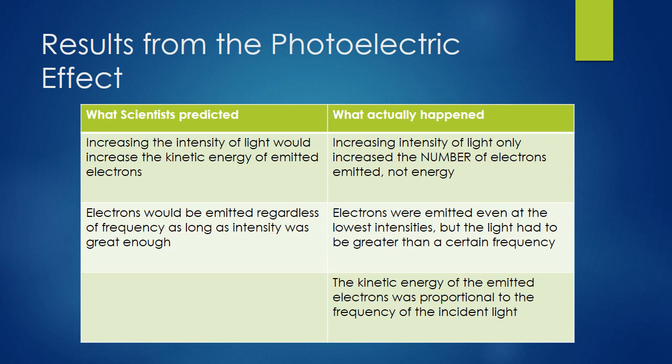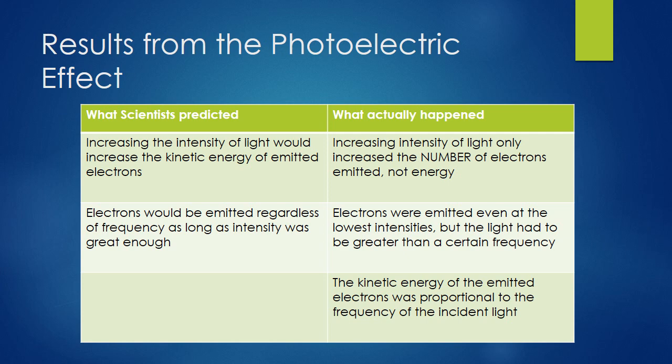Furthermore, they realized that electron emittance didn't depend on the intensity, but on the frequency. So you couldn't necessarily shine red light on a metal and have electrons pop off. It didn't matter how bright that red light was. If you didn't have a high enough frequency, those electrons wouldn't come off of the metal. So we say that there is a certain threshold frequency that physicists needed to use to get electrons to come off of that metal.